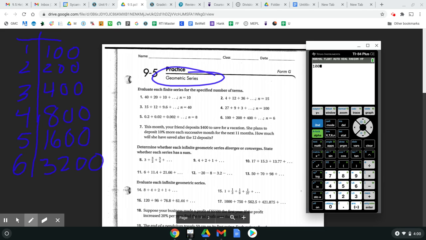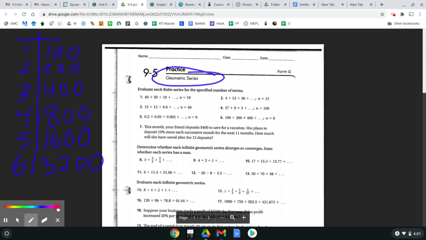100, 200, 400, 800, 1600, 3200. So you get an answer of 6,300. Now, that's probably maybe the fastest way to do this one, but there might be a better way, maybe even a faster way.